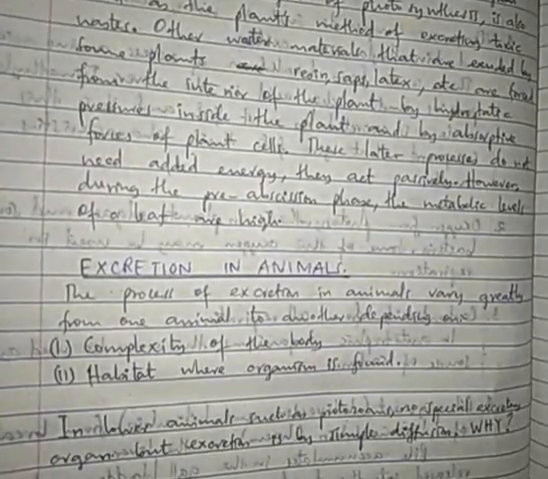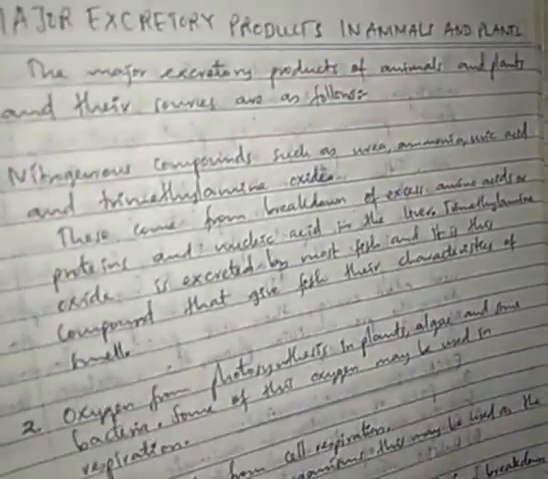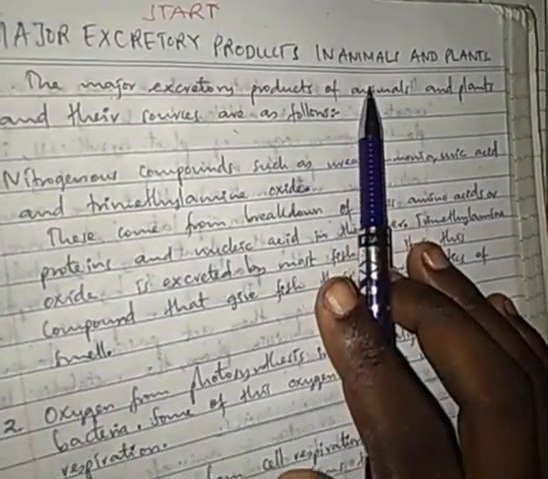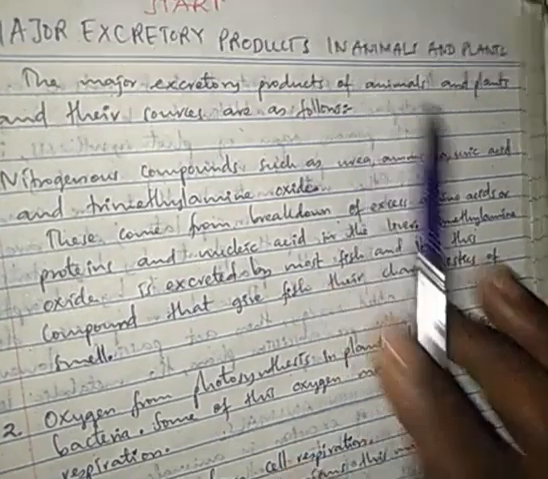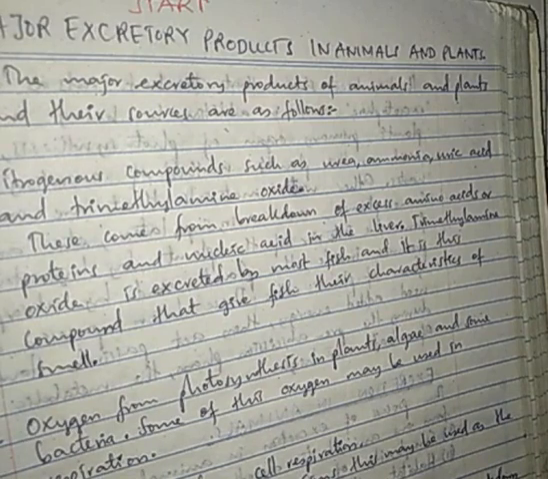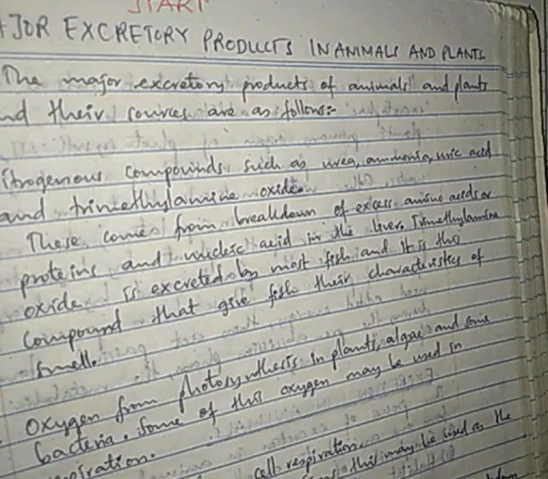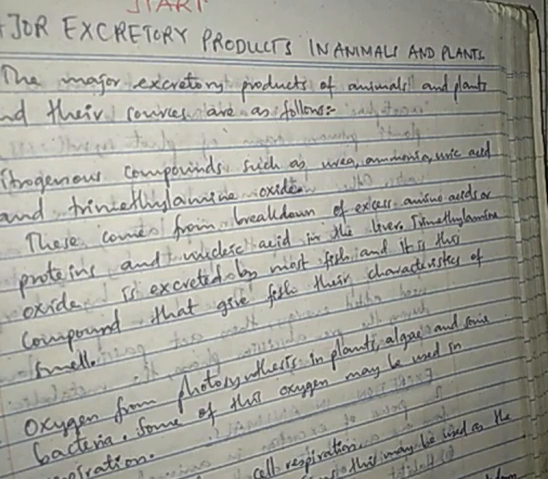Now, the major excretory products are different from the nitrogenous products. So there are major excretory products in animals and plants, and here they asked about vertebrates. Most vertebrates excrete nitrogenous waste products as urea, some of them as uric acid, and some of them as ammonia.